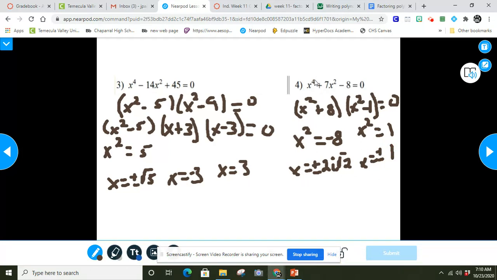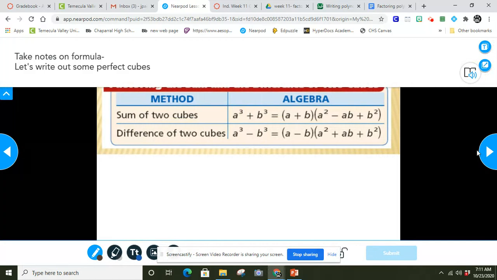If I graphed it, how many x-intercepts would I have? I'd only have 2 x-intercepts because only the real numbers show up as the x-intercepts. But you do have 4 solutions, 4 roots to the problem. 2 complex, 2 real. All right, so here's some notes for you.